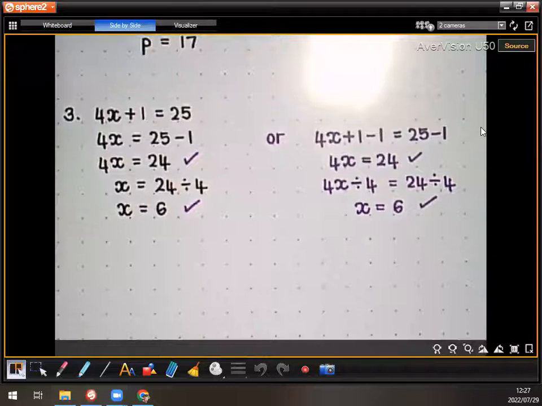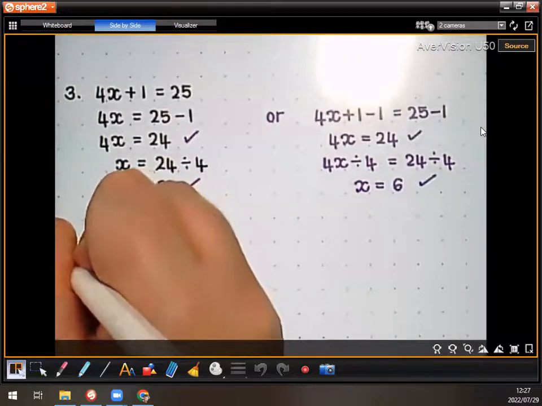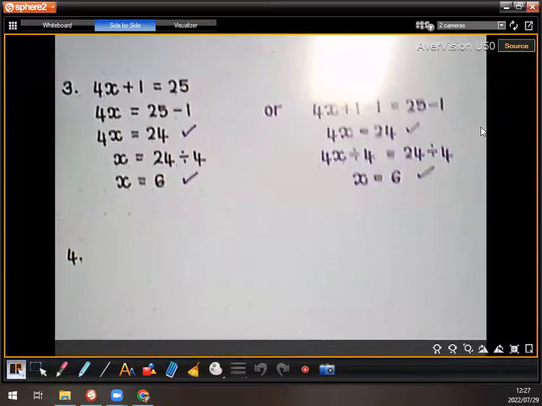Yes, just finish the little task. Okay, one more that you guys are going to do on your own, and then we'll mark it, and then I'm going to give you a worksheet to do.